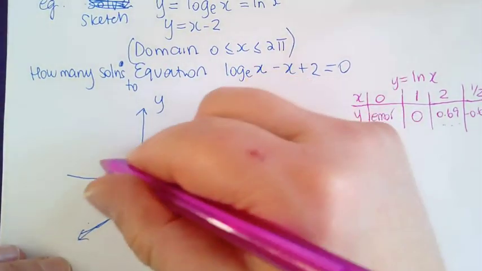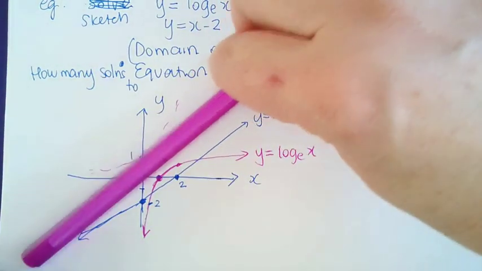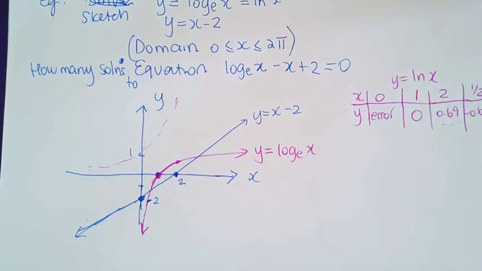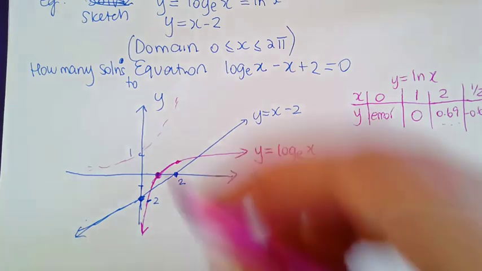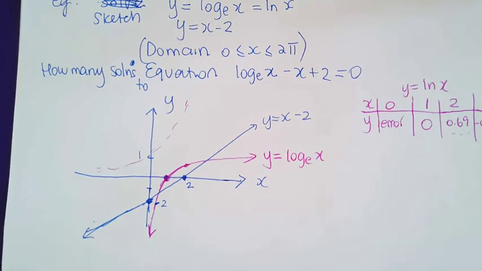e to the x is like that up there. They are reflections in the line y equals x. You know how e to the power of something and ln of something undo each other when we were doing the exponential and logarithmic topic? It's because they're inverse functions of each other. It means they are a reflection of each other in the line y equals x.